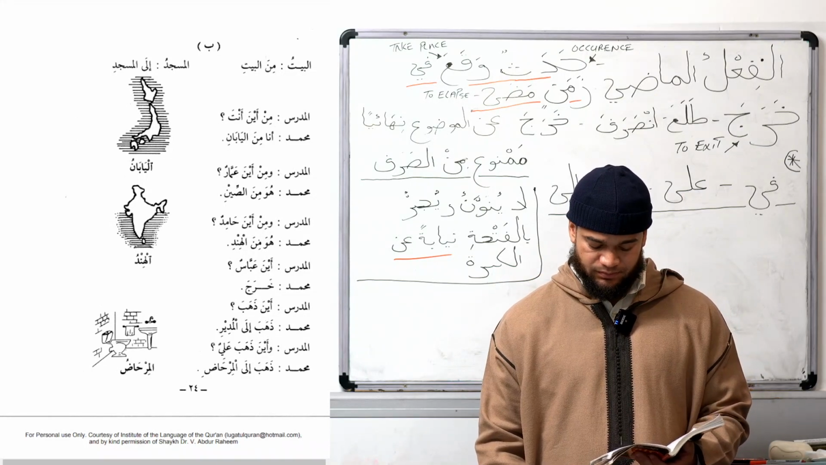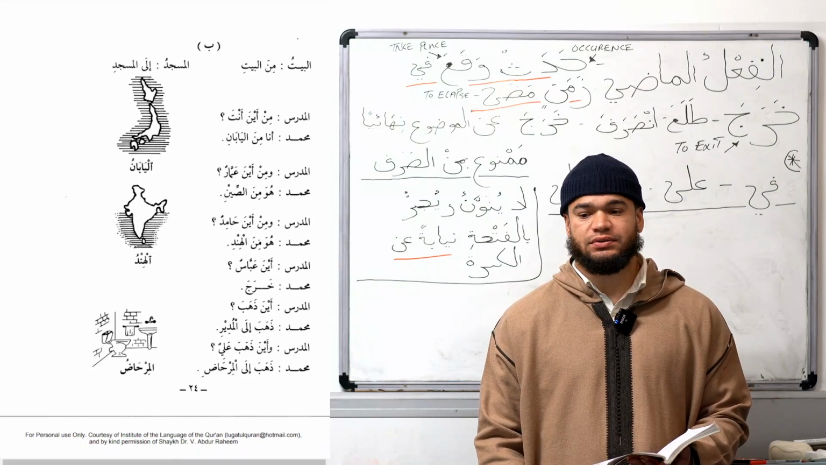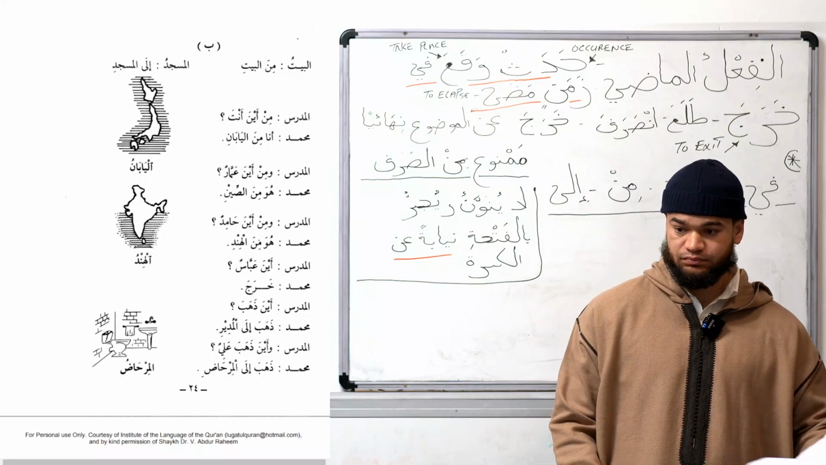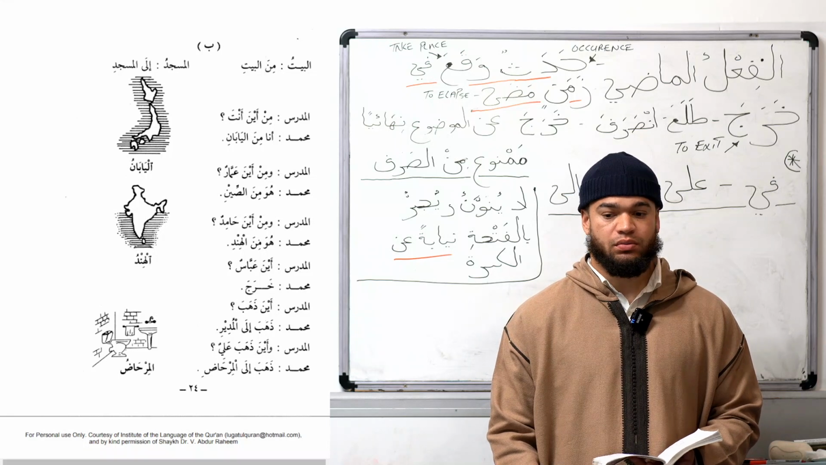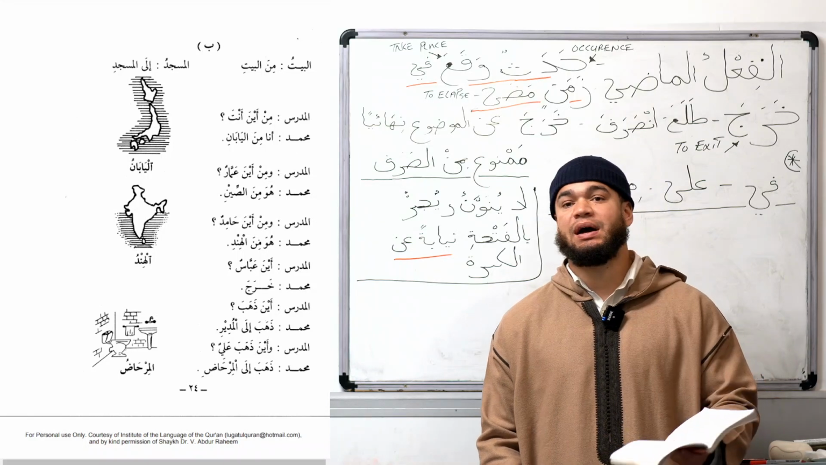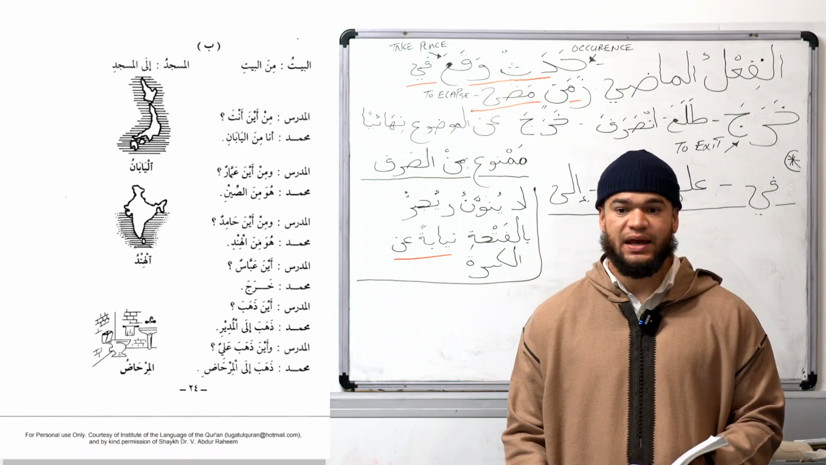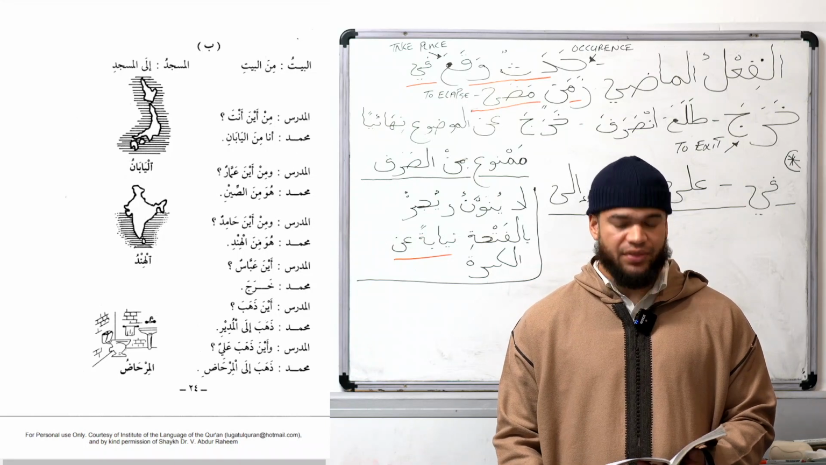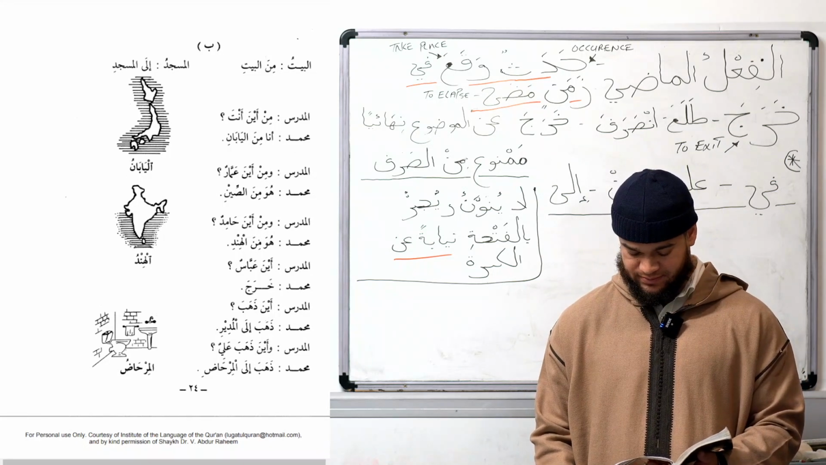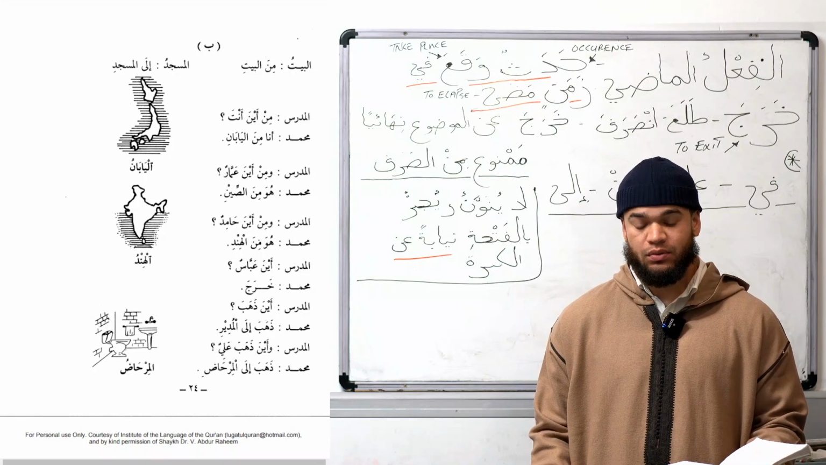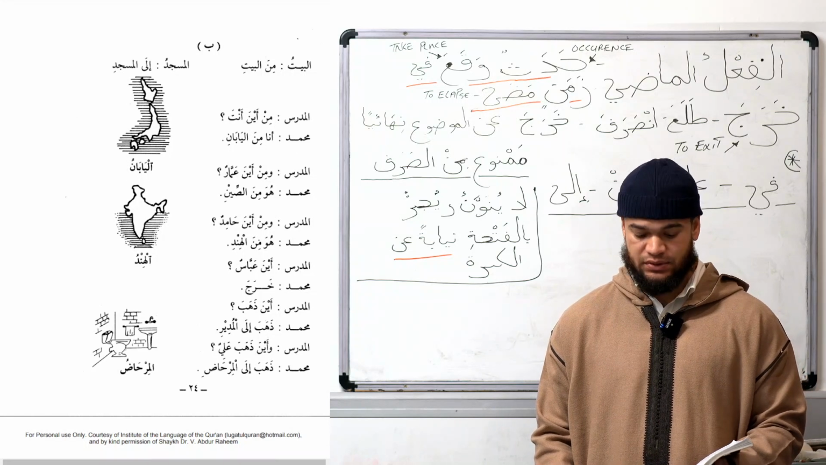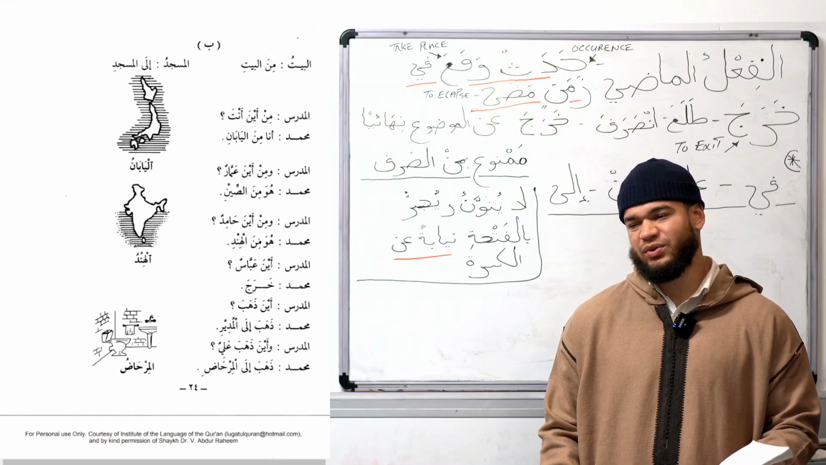Aina Abbasun? Where's Abbas? Kharaja. He exited, meaning he left the place which they were in. Aina dhahaba? Where did he go? Dhahaba ila al-mudiri. He went to the headmaster. Yeah? Wa ayna dhahaba Aliyun? And where did Ali go? Dhahaba ila al-mirhadi. He went to the mirhad. Where's the mirhad? It's the toilet, yeah?